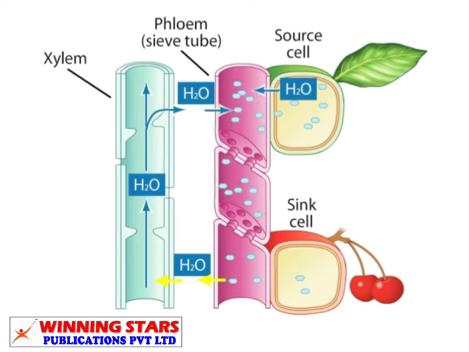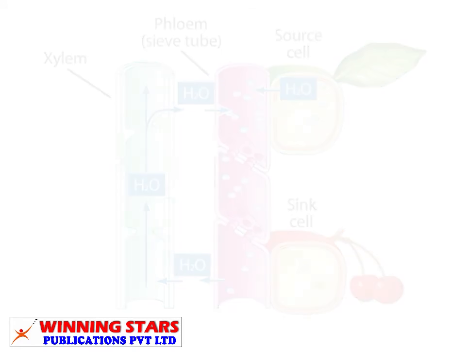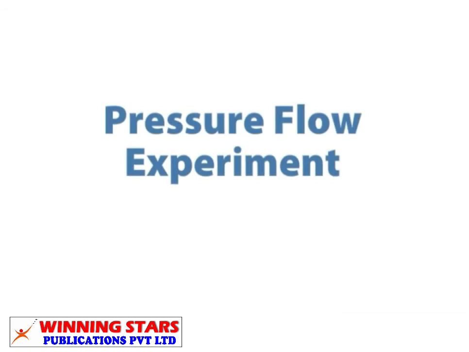When there is a high concentration of sucrose in the sinks, the water will escape, meaning it can go through the xylem. The xylem and phloem are exactly beside one another, and the required amount of water enters. Now let's see the pressure flow experiment.